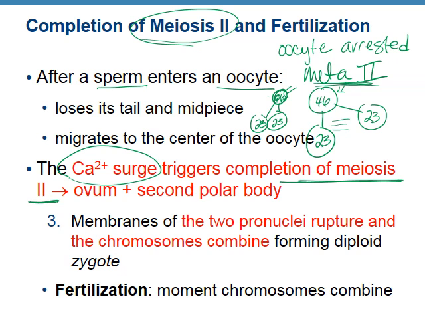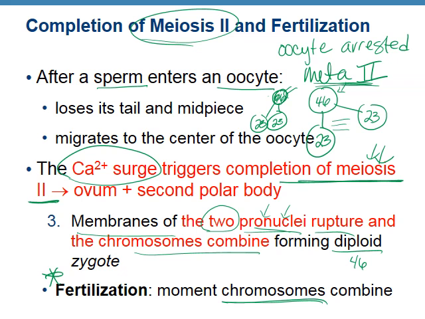So the sperm is going to enter the oocyte. It's going to trigger the completion of meiosis II. Then you're going to see the membranes of the two pronuclei rupture and the chromosomes combine. So they call it pronuclei, right? It's not the real nucleus yet. They're going to rupture, then they're going to shuffle all the chromosomes together, and then that'll form the diploid. For us, total 46 chromosomes, right? So fertilization is the moment that the chromosomes combine.